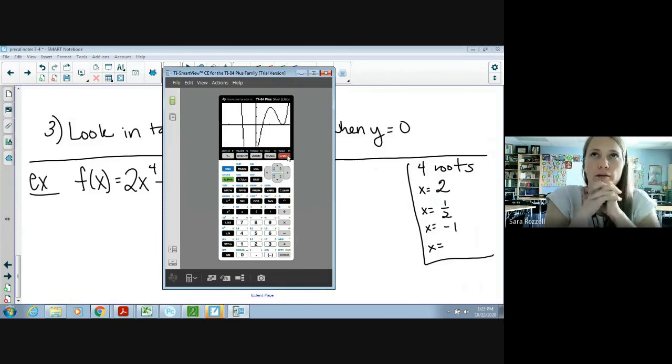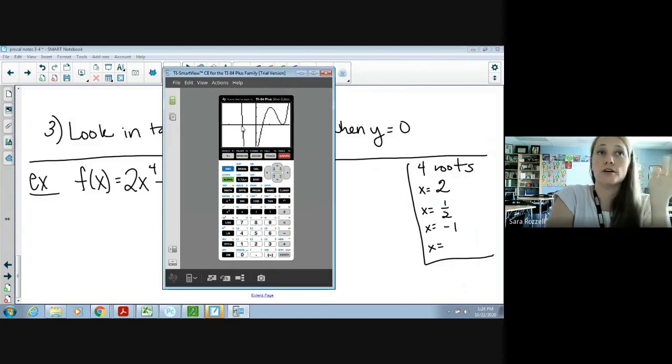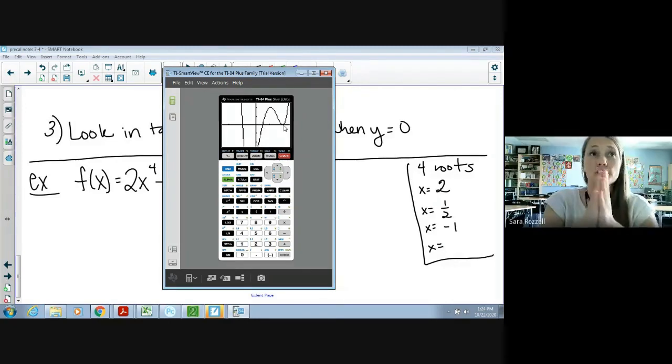Mine is zoomed in a little bit. So I'm going to look across. This is -1. Is that a double root? No, because it just goes straight through. Here's 1/2. Is that a double root? No. Here's 2. Is that a double root? Yes. So when you're listing your roots out, we missed the second 2.